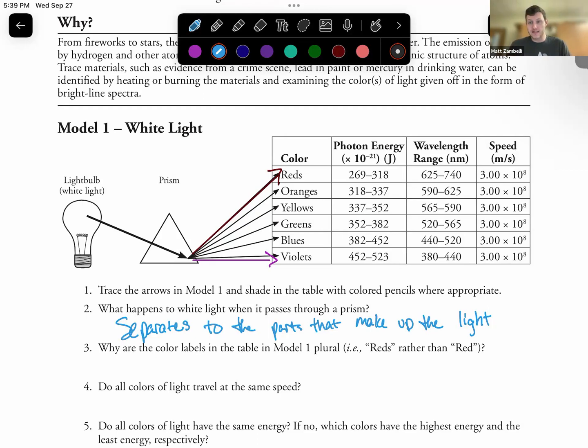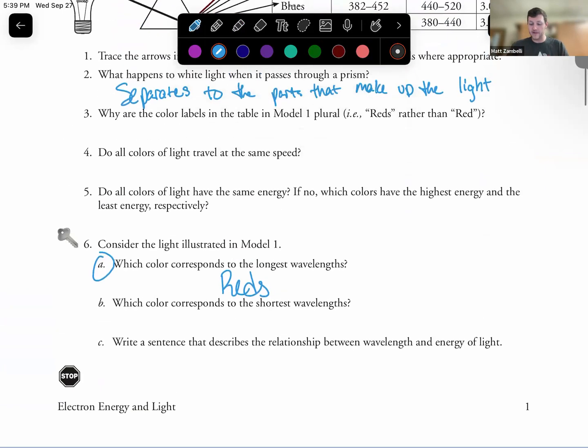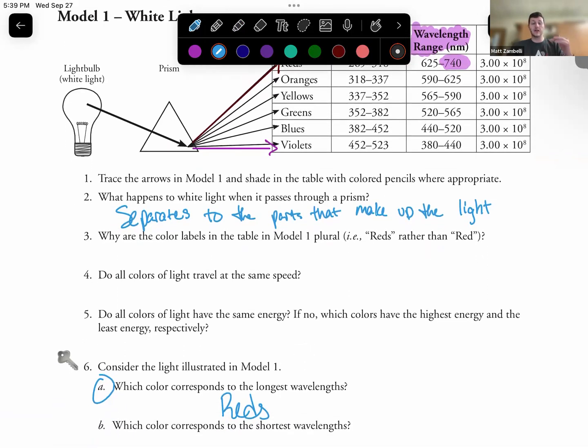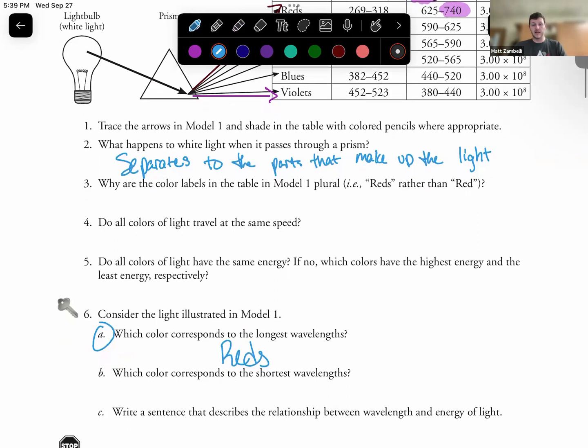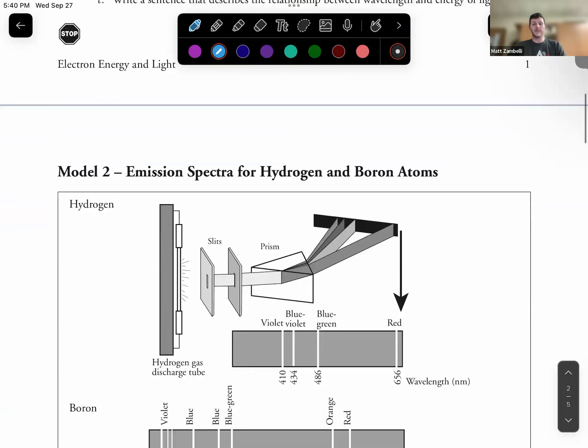If we take a look at 6A, which one has the longest wavelength? We're just looking for the largest number on the screen. 740 is the biggest number under the words wavelength range, which means the one that has 740, or reds, has the longest wavelength. We're not looking at which one is the largest difference between the two. We're just looking for which one has the biggest number. That's all we need to look for. Then you should answer questions 1 through 6, A, B, and C, and check your answers with the answer key, and then keep going.